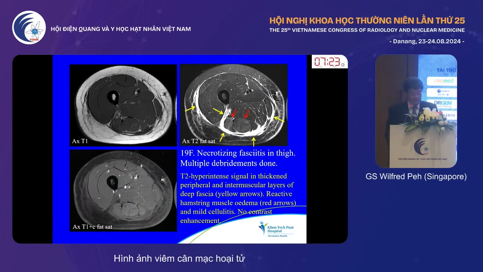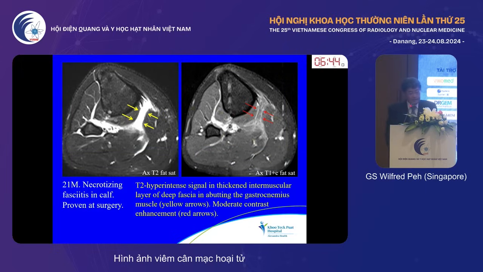So here's another patient, a young patient, a 19-year-old female. This was subsequently operated on. T1 on the left, T2 on the right, and post-contrast in the bottom left corner. There's hardly anything to see on the post-contrast or the T1 weighted image, but the T2 weighted image shows a lot of fluid in the intermuscular fascia as well as the peripheral deep fascia. So the diagnosis of necrotizing fasciitis can be made quite easily.